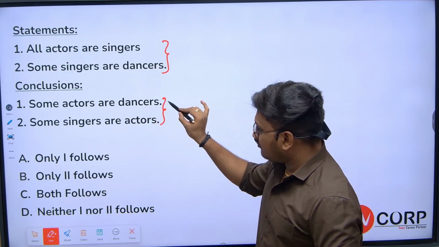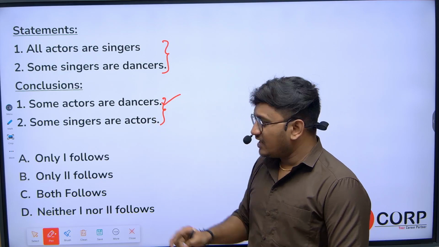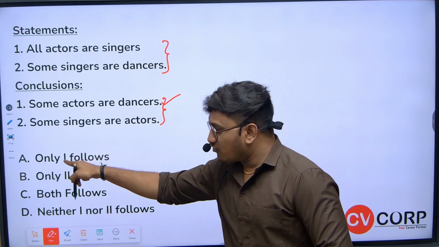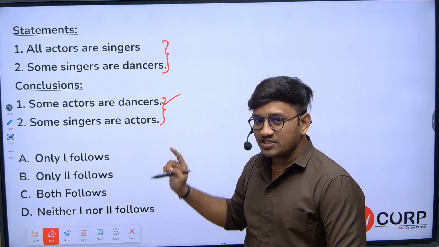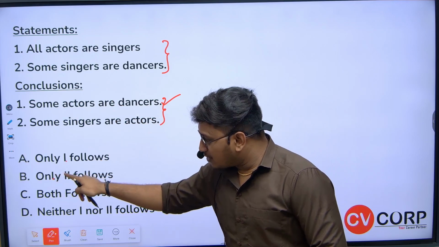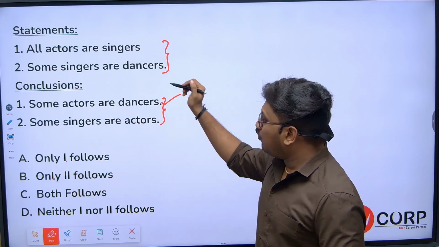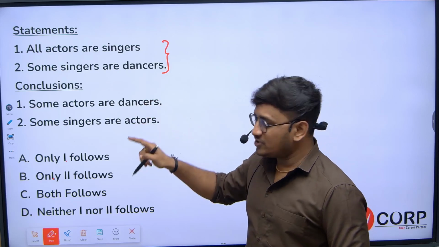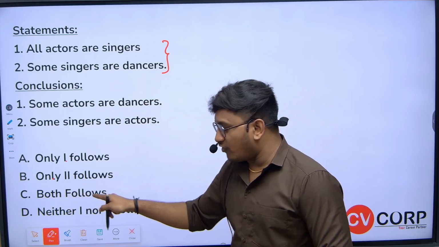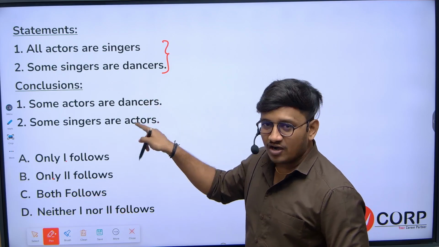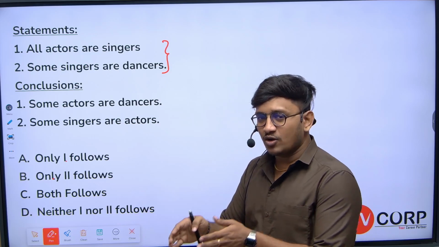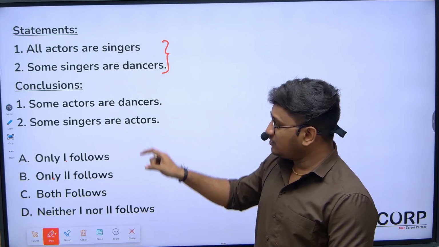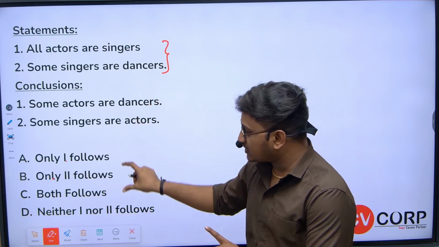If the first conclusion alone is correct, I should select option A, only one follows, meaning only the first conclusion is correct. If the second conclusion is correct, I should select only conclusion 2 follows. If both conclusions are correct, I should select option C, both follow. If both are wrong according to the given statements, we should select option D, neither one nor two follows. I hope you have a clear idea of how to select the options.